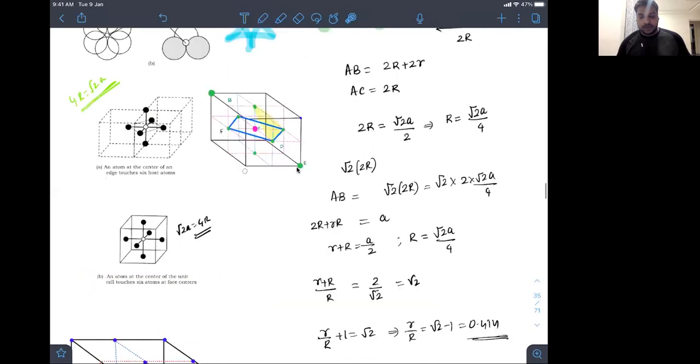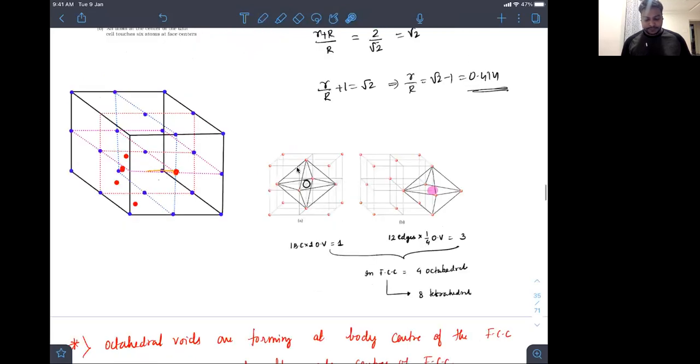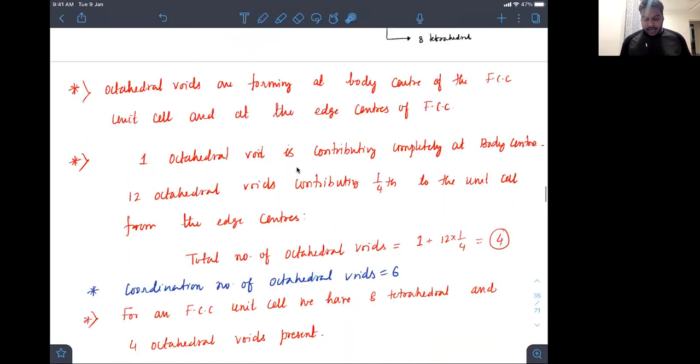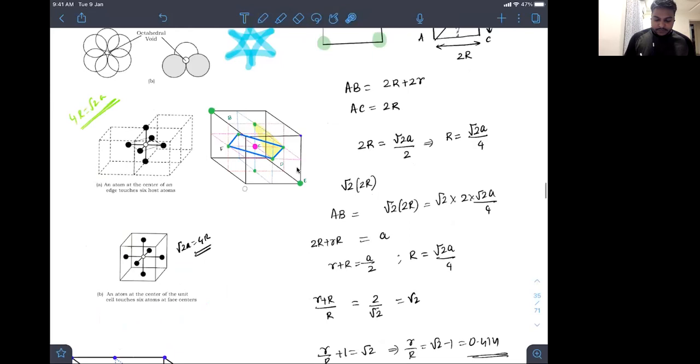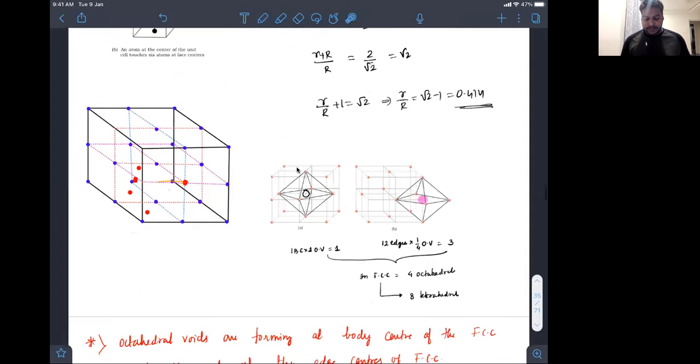So finally, that is what you will get, students, that r by R, small r by capital R, is equal to 0.414. That is the radius ratio. And how many atoms surround this void? 1, 2, 3, 4, 5, 6. So the coordination number in this case is 6. Okay, so coordination number is 6 here.